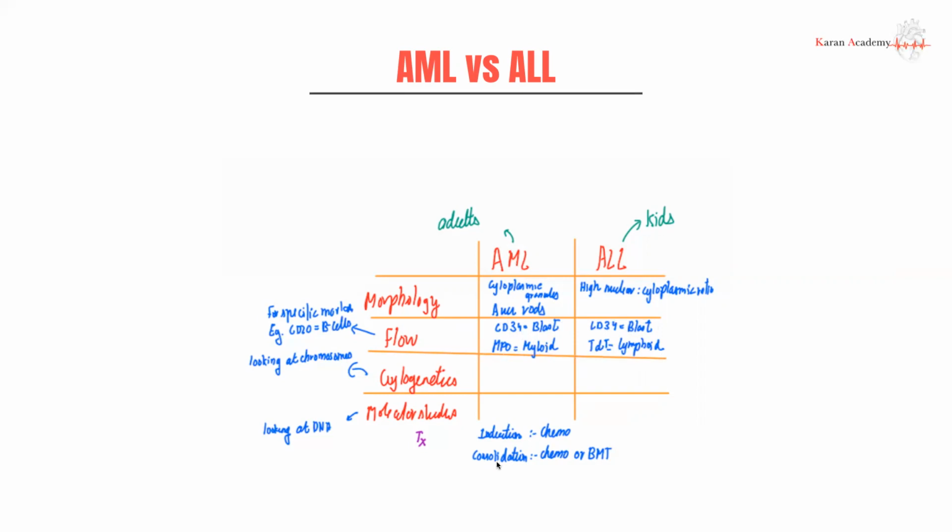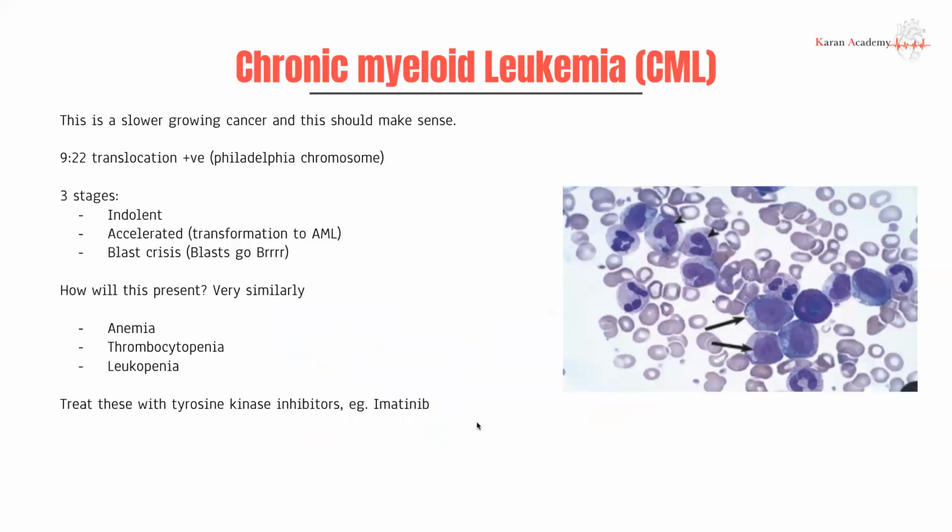In terms of treatment, you would usually start them aggressively with chemotherapy, and then later you can also consider other interventions like bone marrow transplants if they do not have the best response or if they are young and suitable for bone marrow transplant. Now talking about chronic myeloid leukemia.